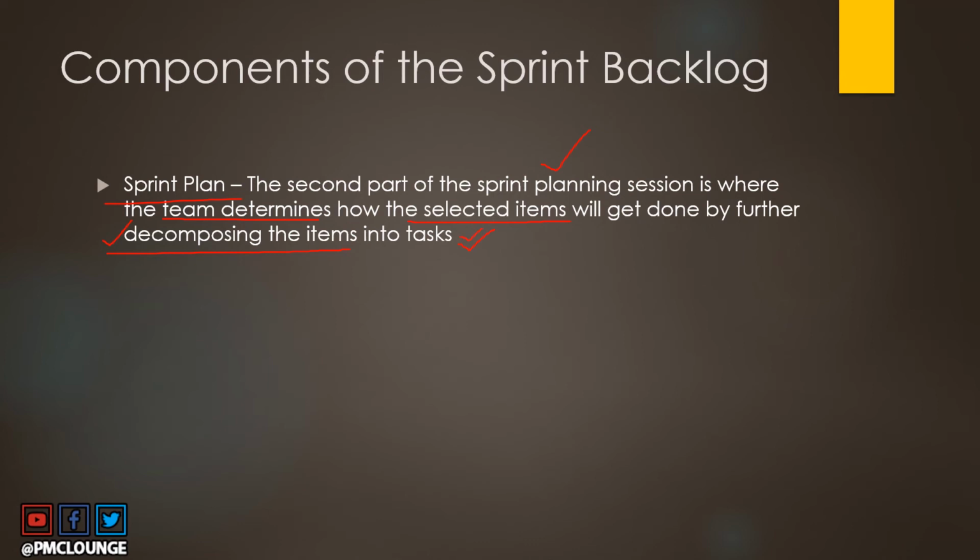Because the item was, in our previous example, the ability to allow friends to make comments on posts. But that's a big item, right? You need to basically divide it or decompose it into tasks, and you're going to make this decomposition while doing your sprint planning session in the second half of your sprint planning session.